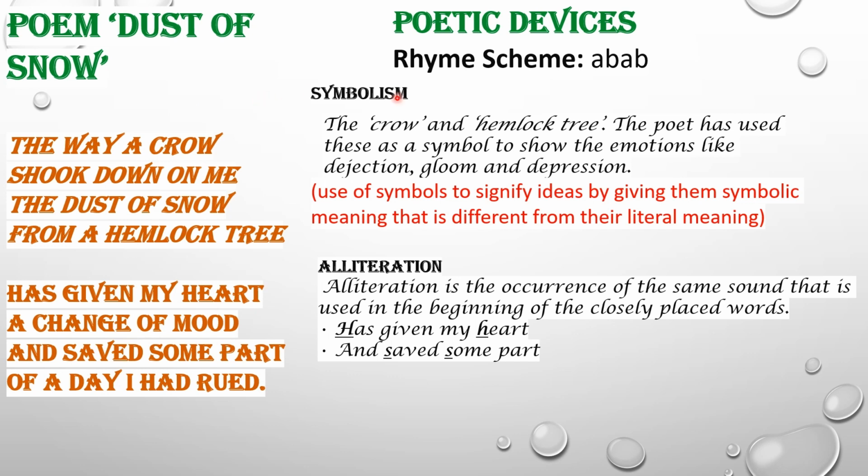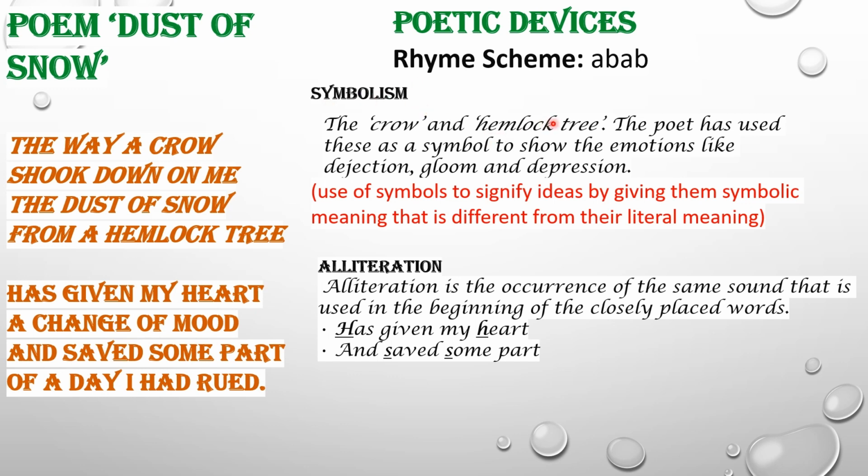Now let's understand some of the poetic devices and the rhyming scheme of the poem. The rhyming scheme is ABAB. How is it ABAB? Understand. Here you will see alternate lines, the last words are rhyming with each other. Suppose crow, snow, me, tree. Here heart, part, mood, rue. That is what here is the ABAB rhyming scheme.